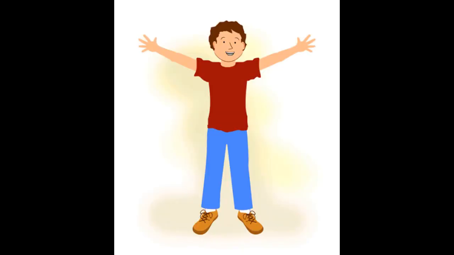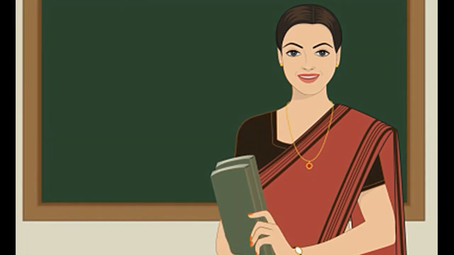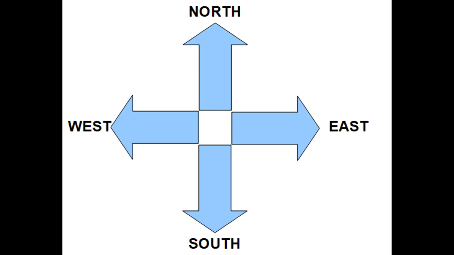Now open up your hands as if you are trying to give someone a big hug. Your right hand is pointing towards the south direction and the left hand is pointing towards the north direction. Wow, this is such an easy way to locate all 4 directions, isn't it?